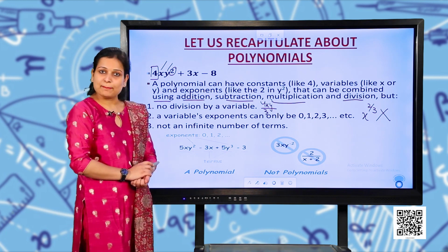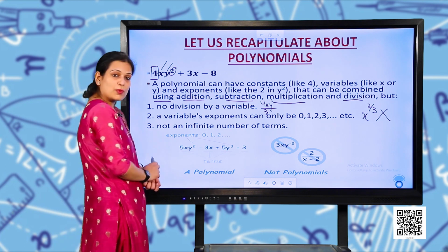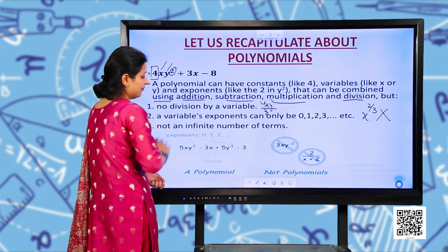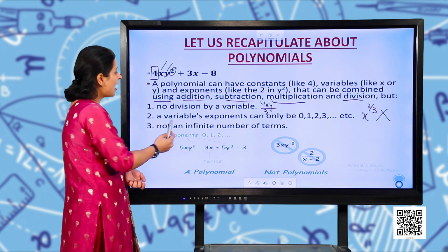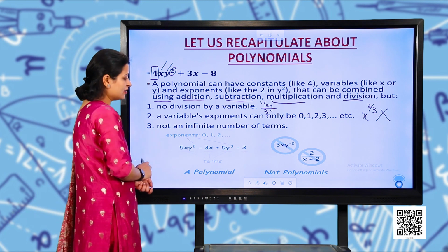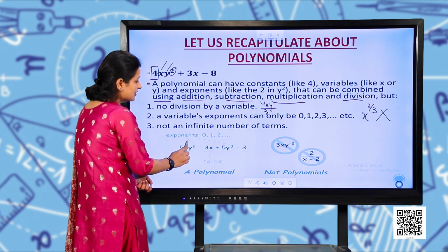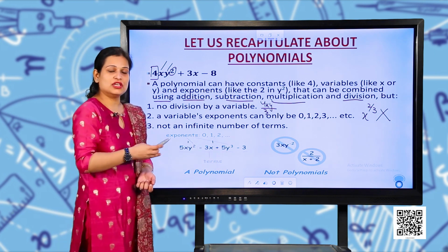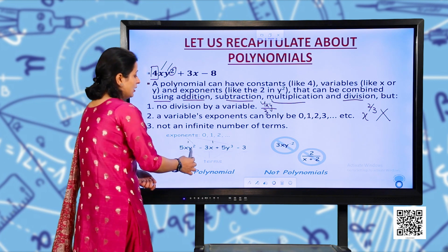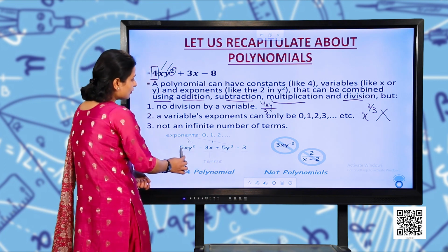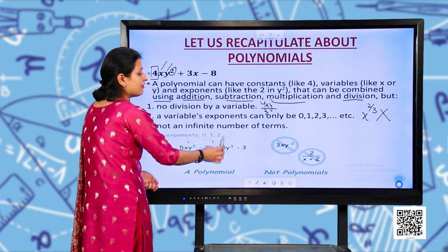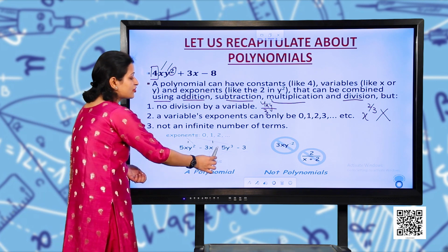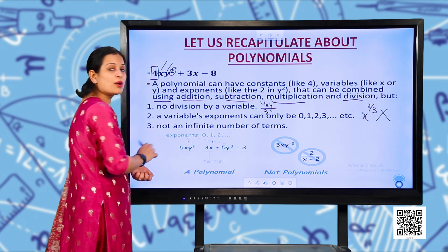Here I have one example, 5xy square minus 3x plus 5y cube minus 3. Is it a polynomial? As you can see, all the exponents, 2, here I can say this is 1, this is 1, this is 3. So, they are in the form of 0, 1, 2, 3. These are terms 5xy square, 3x, 5y cube and 3, and these are combined together by using subtraction and addition. So, it is a polynomial.